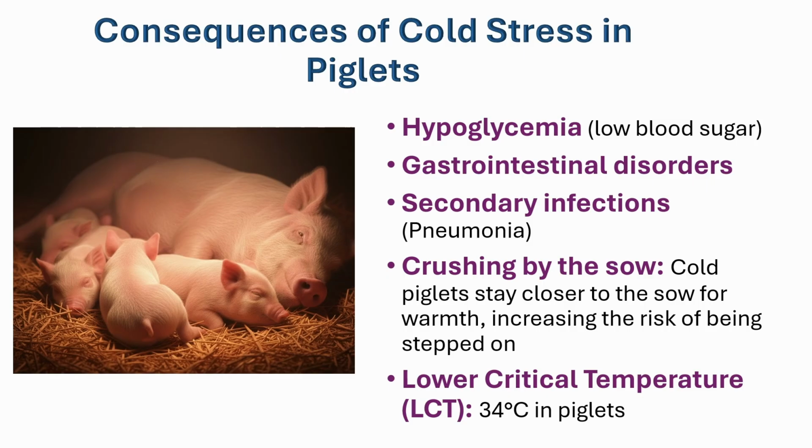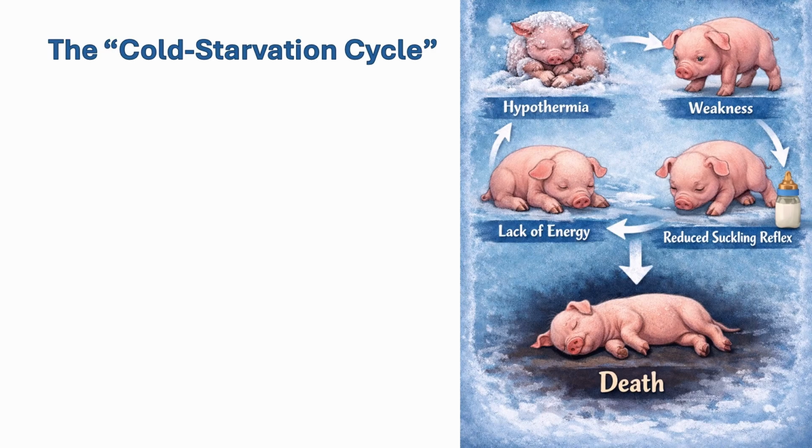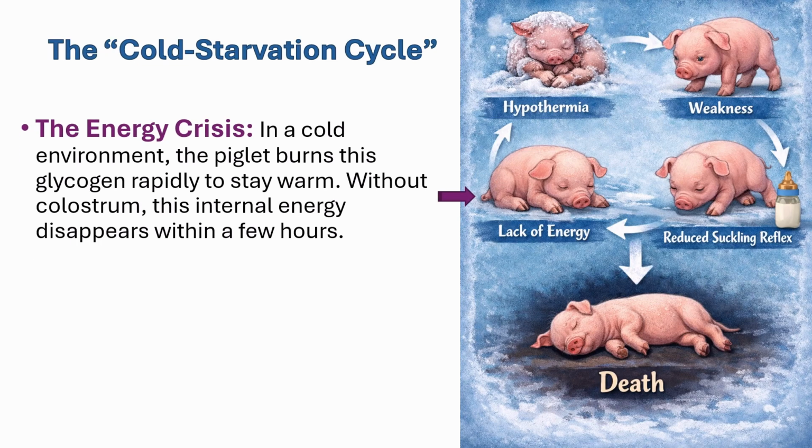We now come to what we call the energy crisis. Unlike other species, they are born with no thick fur and almost zero body fat. Their only internal power source is a tiny amount of glycogen stored in the liver and muscles. In a cold environment, the piglet is forced to burn this glycogen to maintain its core temperature. If the piglet does not receive colostrum immediately, these internal reserves disappear within just a few hours.